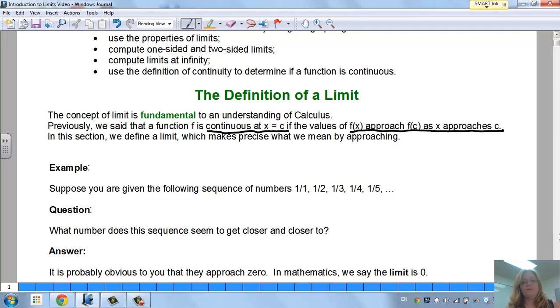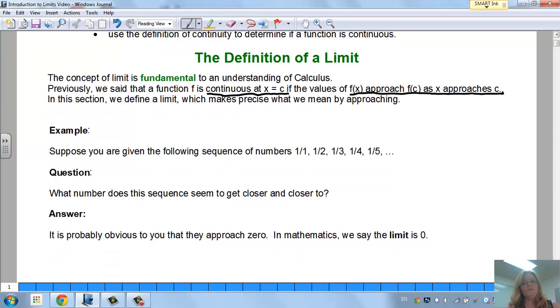Suppose you're given the following sequence of numbers: 1 over 1, 1 over 2, 1 over 3, 1 over 4, 1 over 5, and it keeps going and going. What does the number in this sequence seem to be getting closer and closer to? If I keep making my denominator larger and larger, my number gets closer and closer to 0, because it's getting very small. It is probably obvious to you that they approach 0. In mathematics, we say the limit is 0.